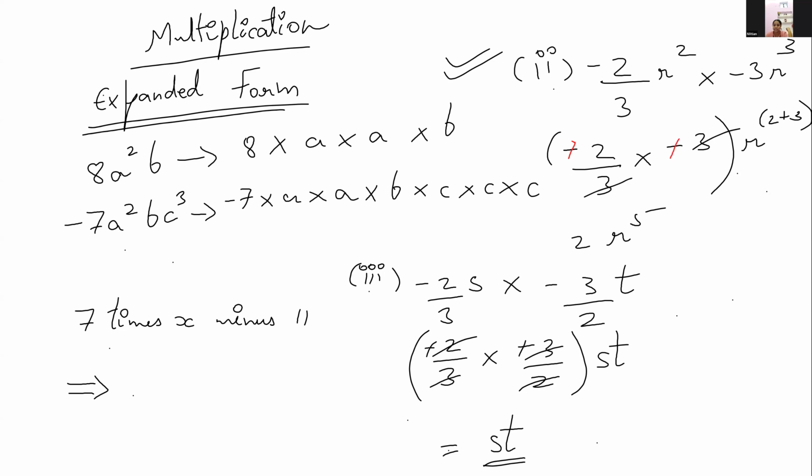Why? Because times means multiplication. If I do 2 times 3, it means that I have to do 3 into 2. So that is why it becomes 7x minus 11. Let's try one more. Going to write the third question.